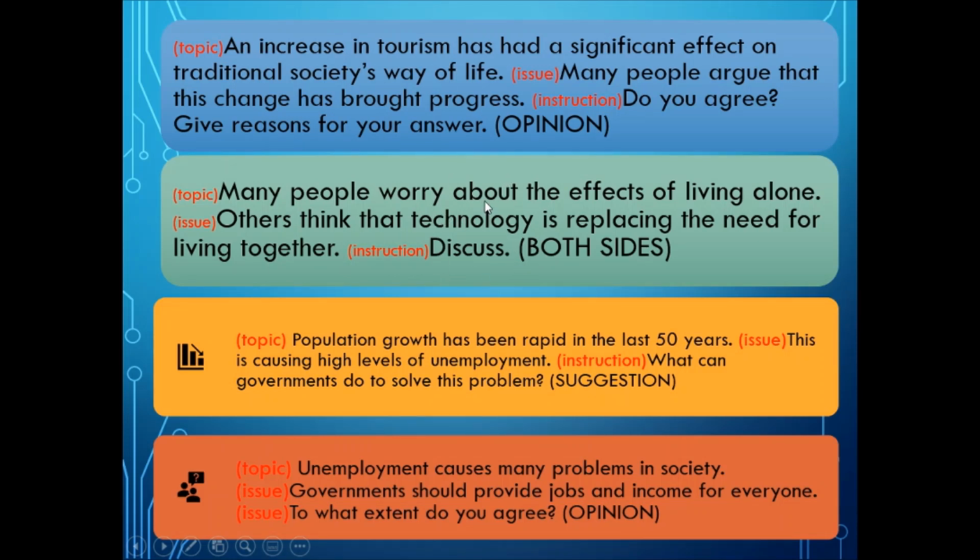So this is discuss. The third one: what can governments do to solve this problem? It's asking you to give your suggestion. What do you think the governments can do? And the fourth one: to what extent do you agree? So again, it's asking you whether you agree and to what extent.